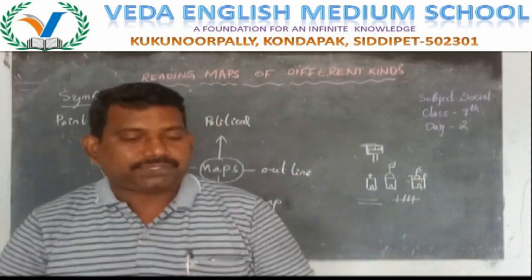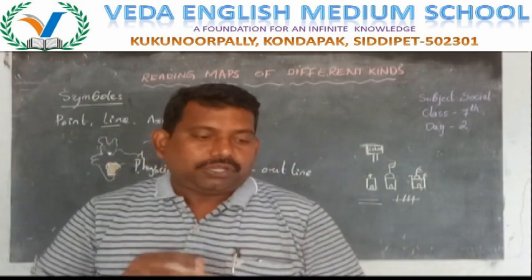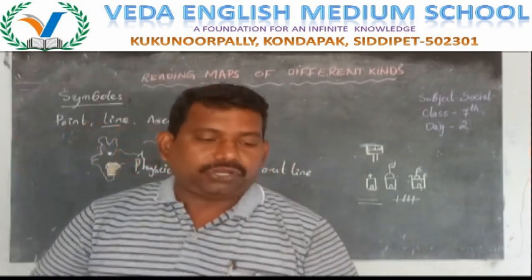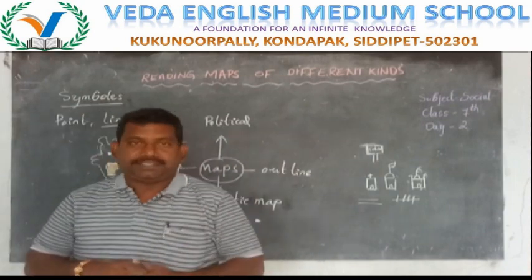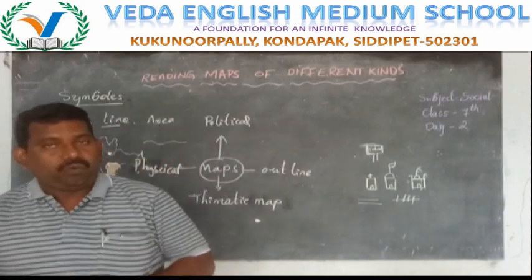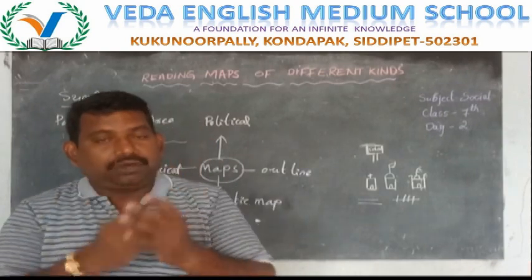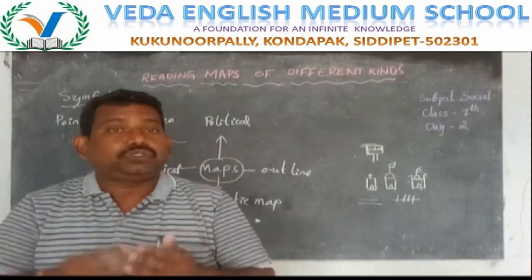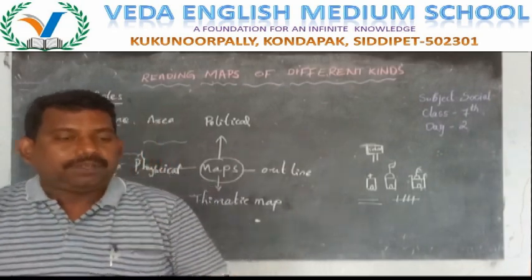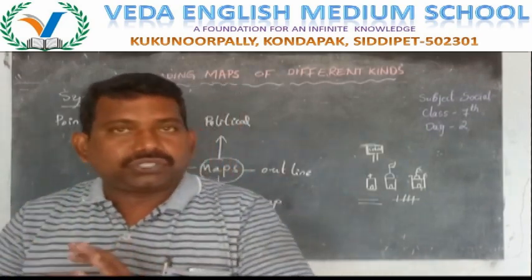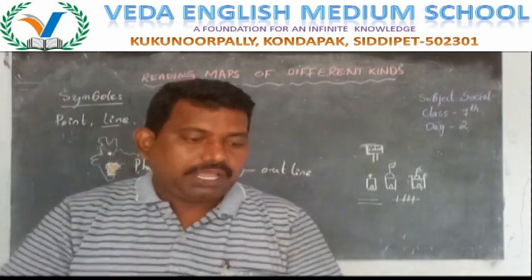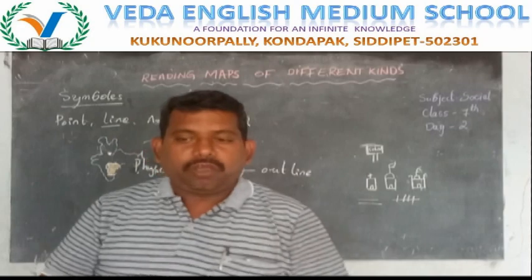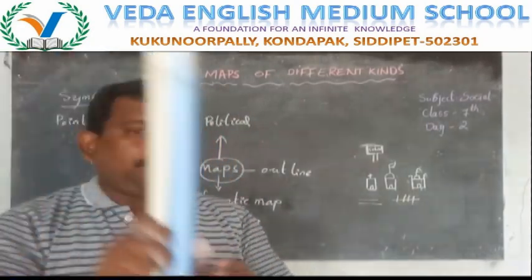These maps show the variety of landforms and also depict the heights of places. Do you understand how these maps are useful, or what things we can come to know from the physical map? These physical maps show the variety of landforms and also depict the heights of the lands. Now I will show you a physical map.